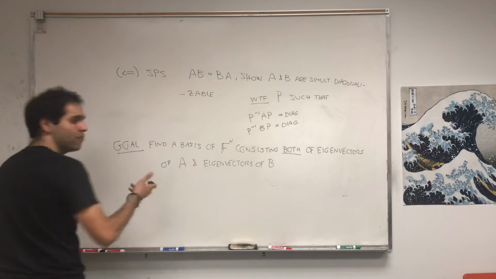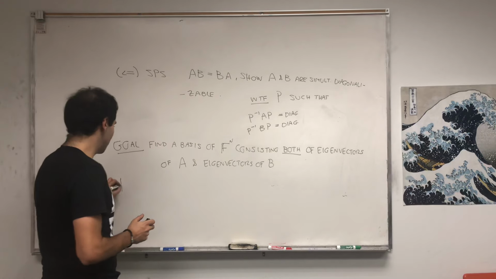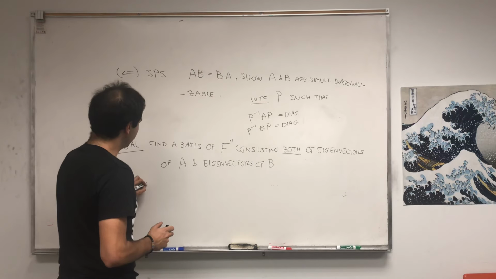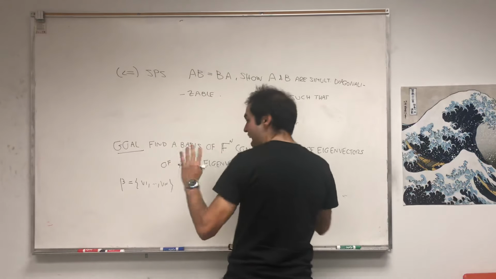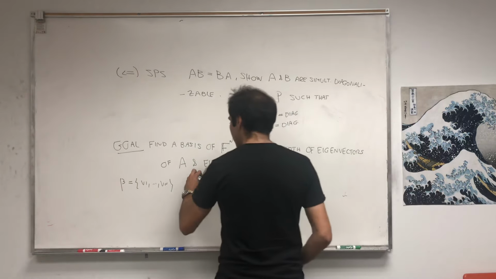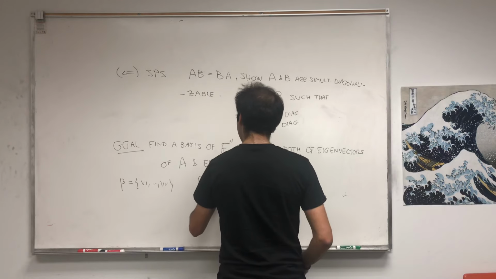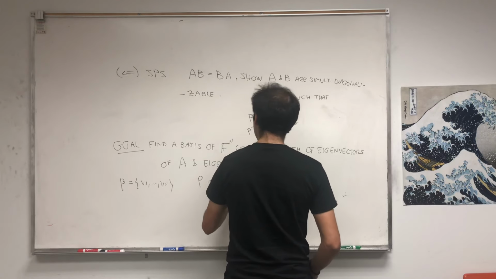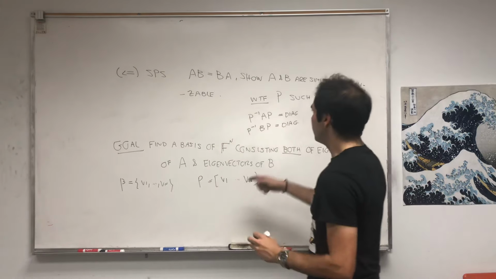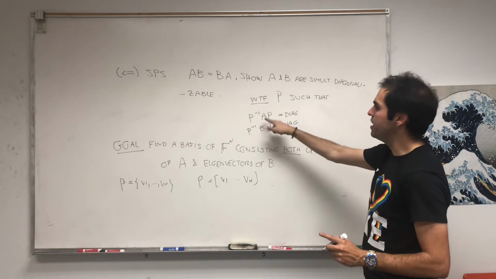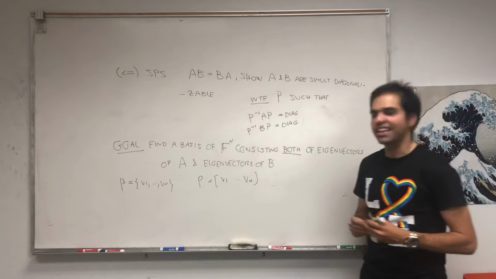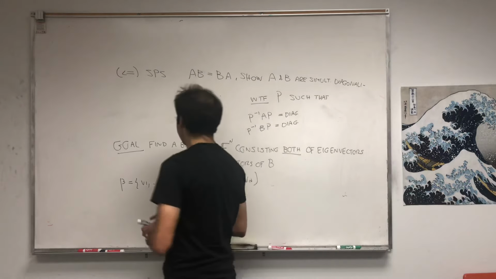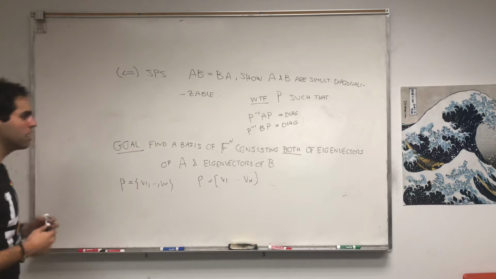Because suppose you find something like that. So suppose you find a basis beta, which is V1 up to Vn, that are eigenvectors of A and B at the same time. Then you can just let P be the matrix whose columns are V1 up to Vn, and you can show it does the job. P inverse AP would be diagonal, and P inverse BP would be diagonal. And I have done a video on that at some other point.